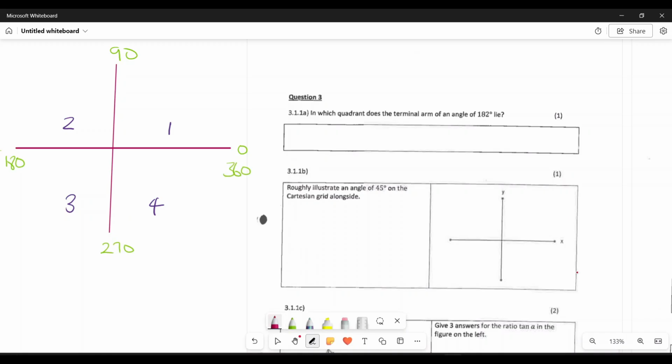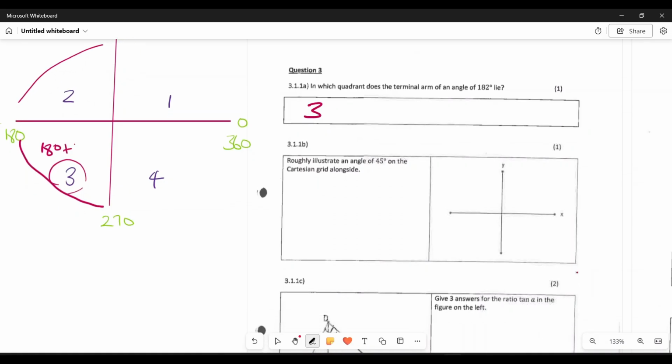Now, I want you to note something. On the first quadrant, it will be the angles of the terminal arm between 0 and 90. Quadrant 2 is between 90 and 180. And quadrant 3 is between 180 and 270. And if you note here, it's 180 plus. As a result, this angle would lie in quadrant 3, because this quadrant is between 180 and 270. So here, it will be quadrant number 3.